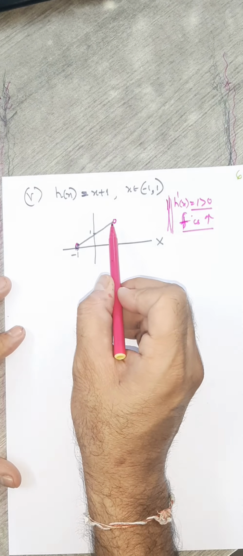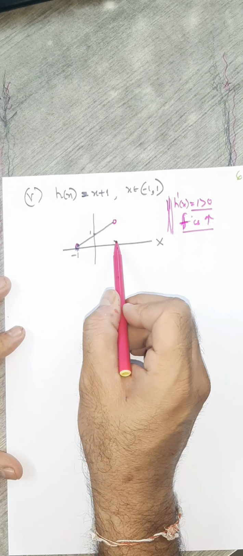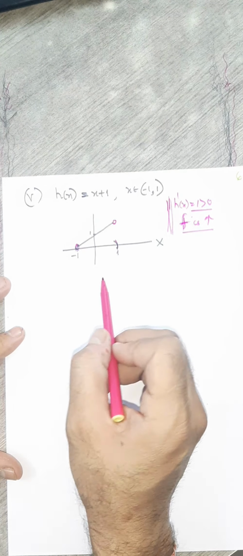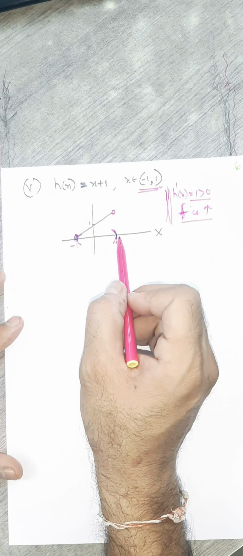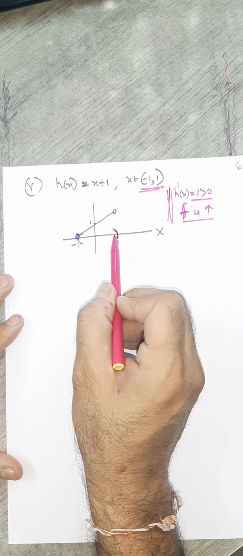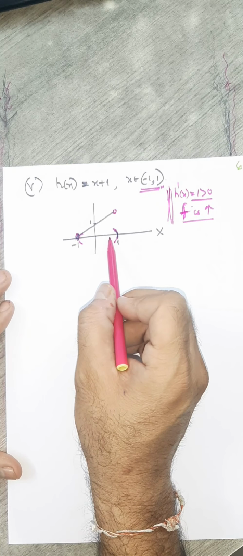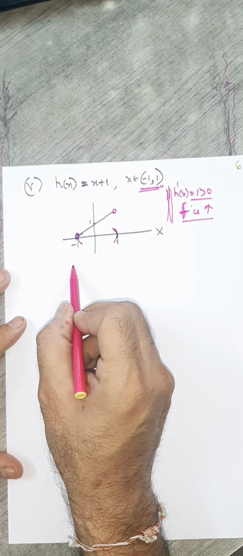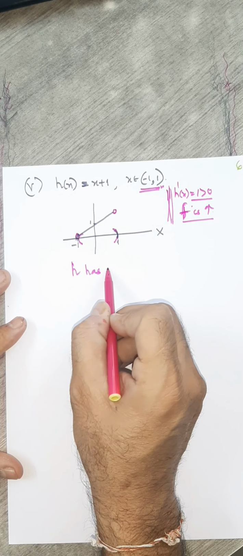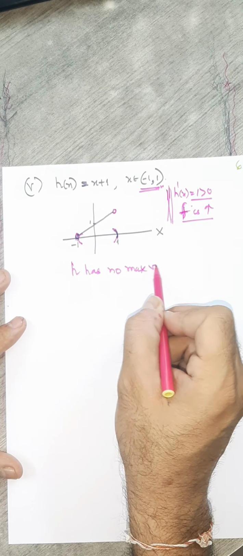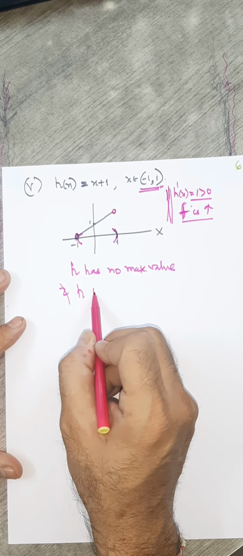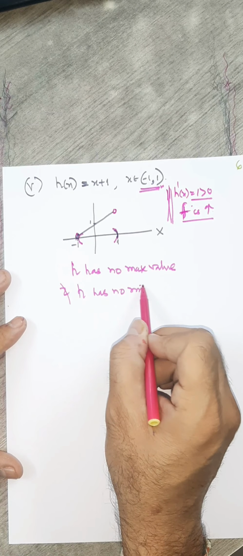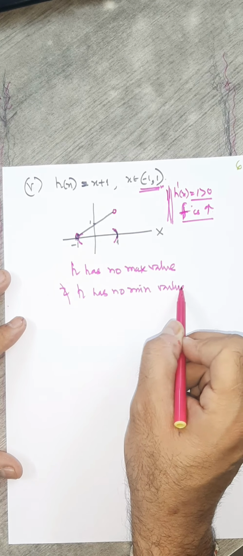Now how do you determine the maximum value? If it is 1, then you can say that the maximum value is 2. But 1 is not included, and here minus 1 is not included. Look at this, this is an open interval and there are infinitely many numbers. Now how do you determine a number less than 1? Can you think of 0.9, 0.99? That means h has no maximum value, and simultaneously you can say that h has no minimum value, neither maximum nor minimum.